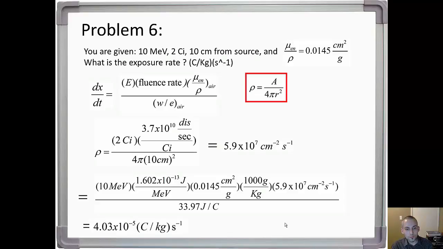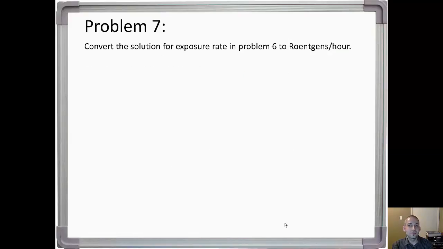It's going to be coulombs per kilogram per second. But it's not in Roentgens. I said don't put it in Roentgens. Just do coulombs per kilogram per second.